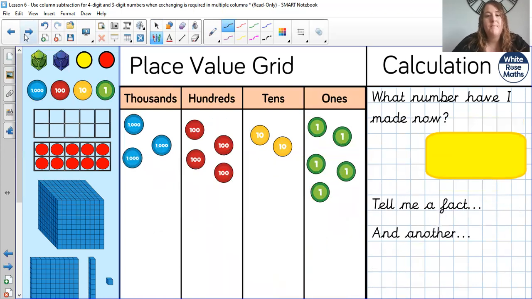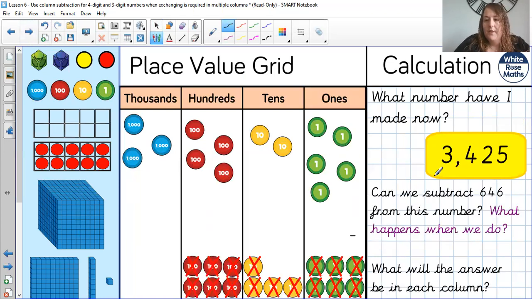Okay, let's have a go at another one. What number have I made there then, please? Hopefully we can see 3 in the thousands, 4 in the hundreds, 2 in the tens, and 5 in the ones. So I've got 3,425. Can you tell me a fact about that and another and another? Okay, now we've got our 3,425 over here, and we are subtracting 646. So again, 6 in the hundreds, 4 in the tens, and 6 in the ones.